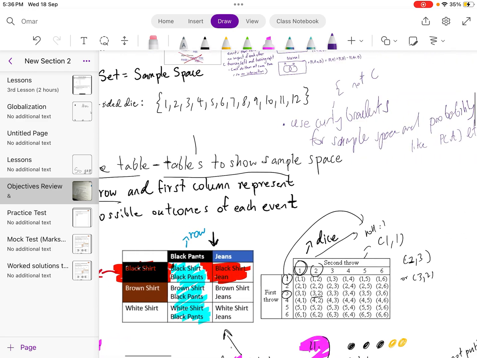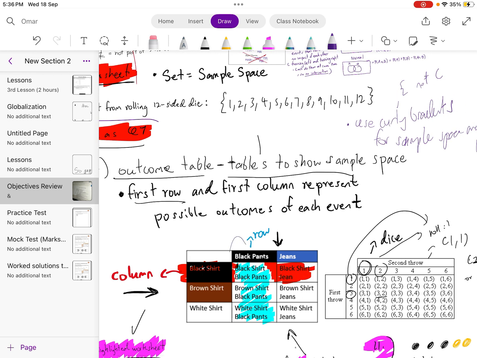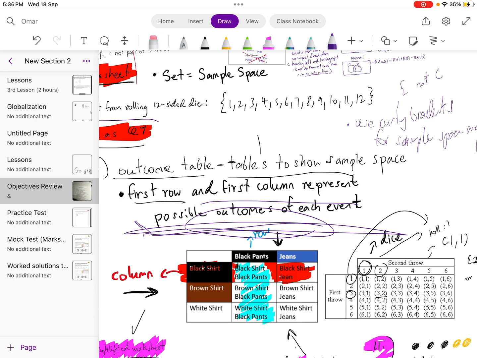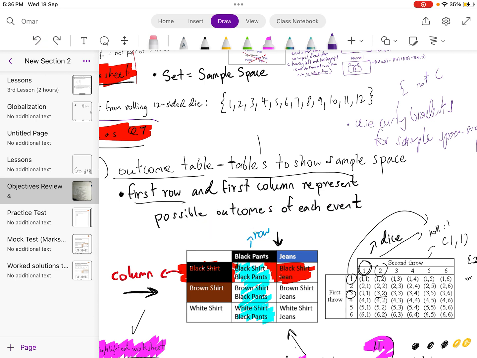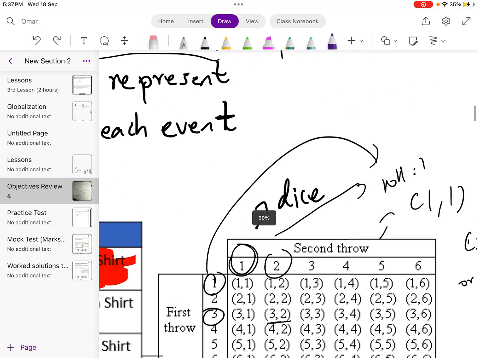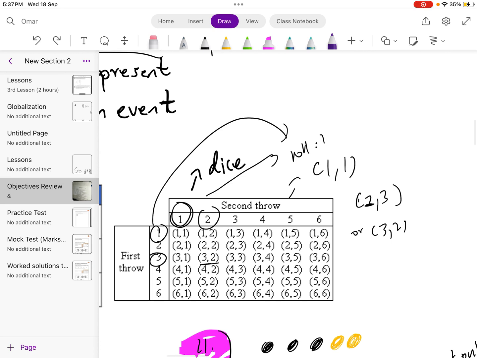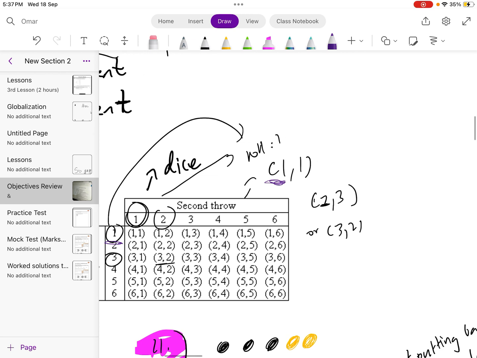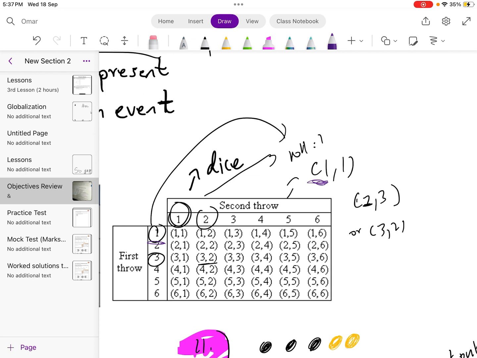Question 10 is the outcome tables. The first row, which is this, and the first column, which is this, represent the possible outcomes of each event. So outcome tables show us the sample space. Over here, if you had 2 dice and you rolled a 1 on the first throw and in the other throw you got 1 again, it would be 1 and 1. If you rolled 2 on the first throw and you rolled 3 on the second throw, it would be 2 and 3, like that. Okay.